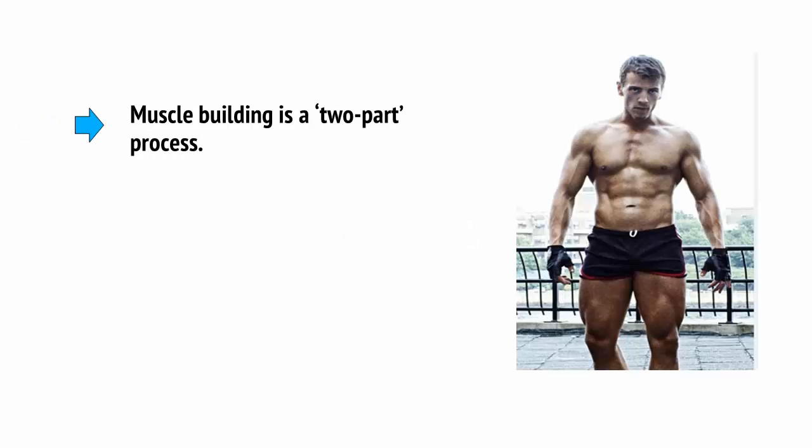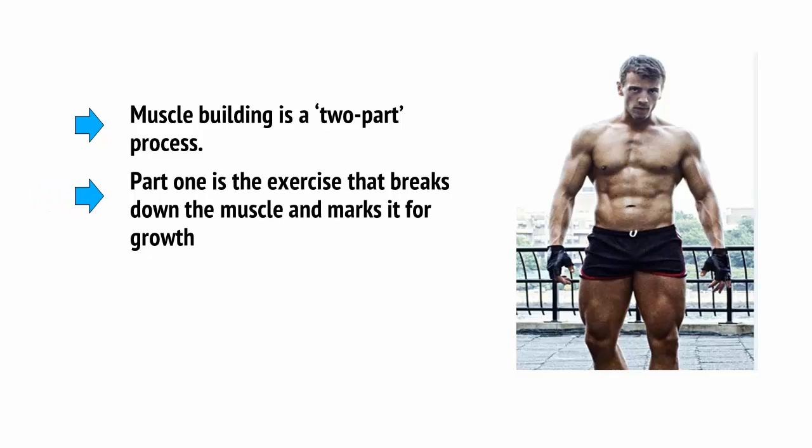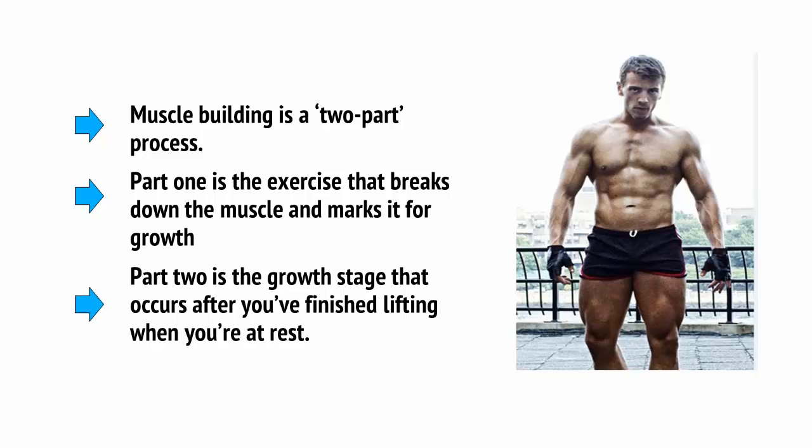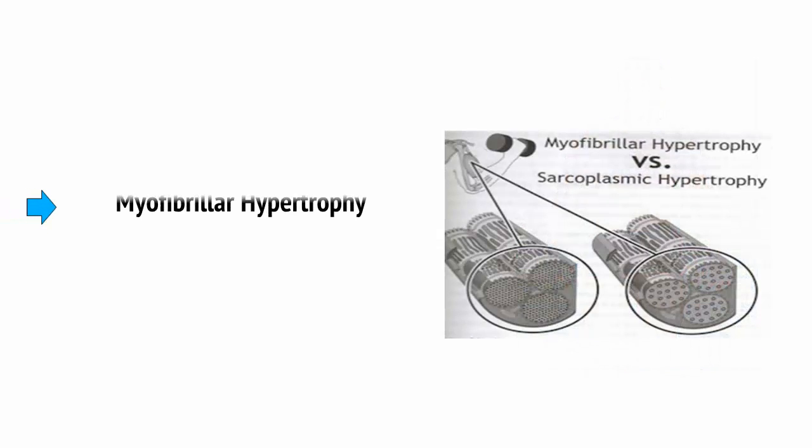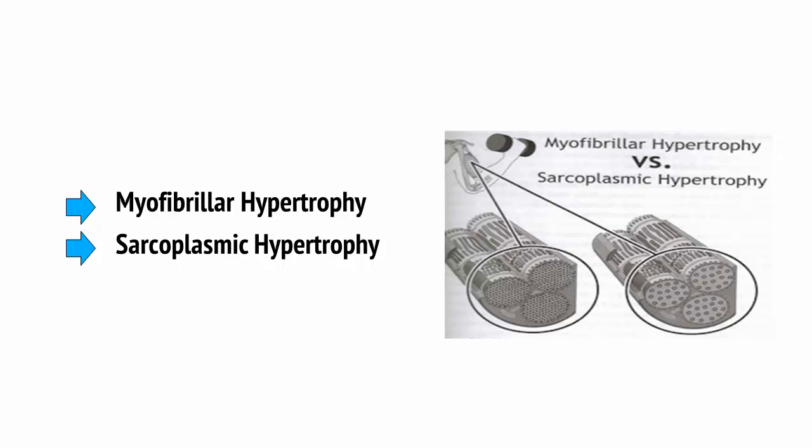In order to build muscle, you need to trigger hypertrophy. This is simply the technical term for muscle growth, and it actually occurs when you're resting. This makes muscle building a two-part process. Part 1 is the exercise that breaks down the muscle and marks it for growth, and part 2 is the growth stage that occurs after you finish lifting, when you're at rest. And this can occur through two separate methods. These are myofibrillar hypertrophy and sarcoplasmic hypertrophy.